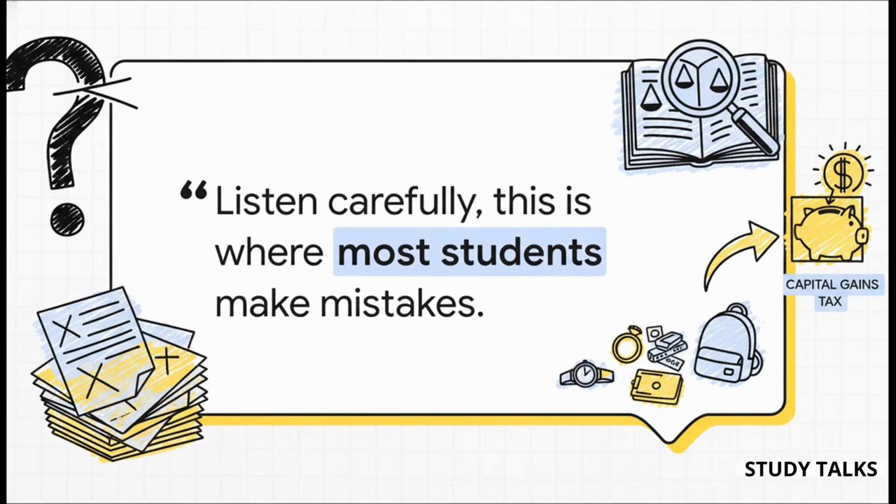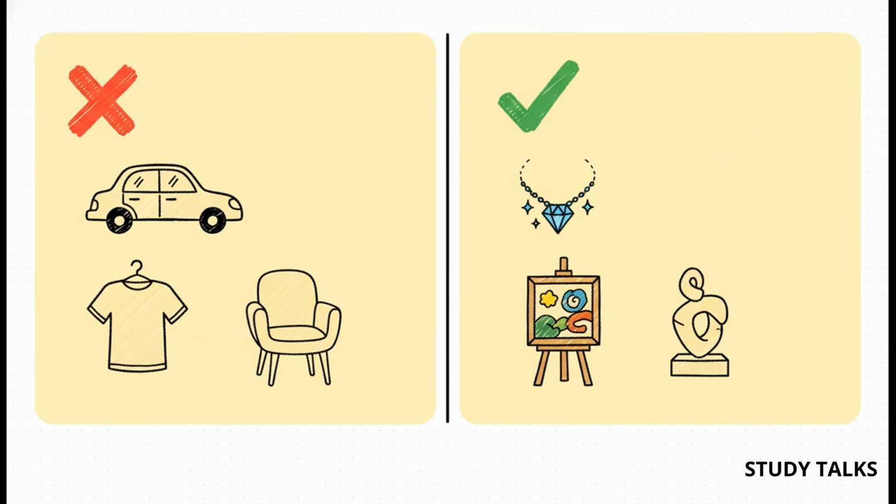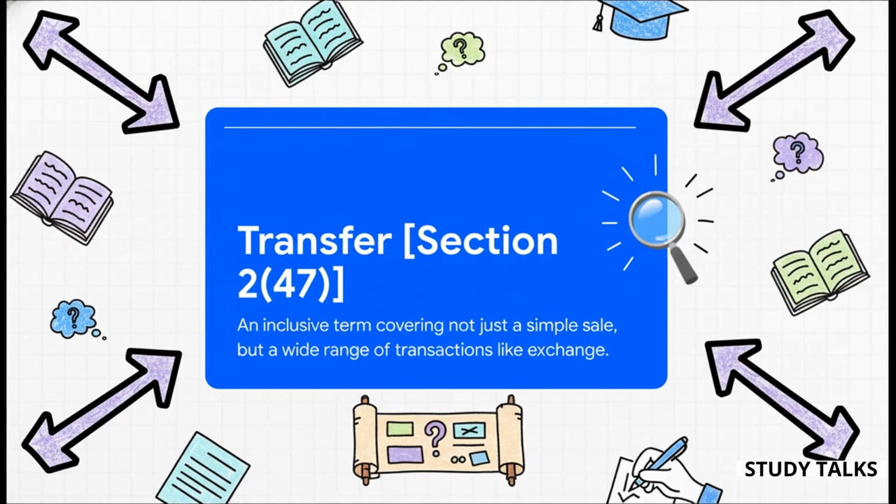And I'm not exaggerating here. Listen carefully, because this is exactly where I see students lose easy marks time and time again. Understanding the exception to the personal effects rule is absolutely vital. And this table just lays it out perfectly. Look, your personal car, your furniture at home, those are personal effects, so they are not capital assets. But, and this is a big but, the law specifically says certain items are not personal effects, even if you use them personally. We're talking jewelry, paintings, sculptures, things like that. These are capital assets.